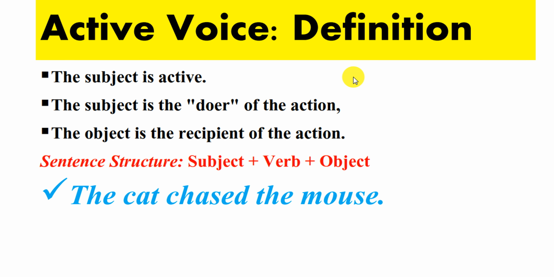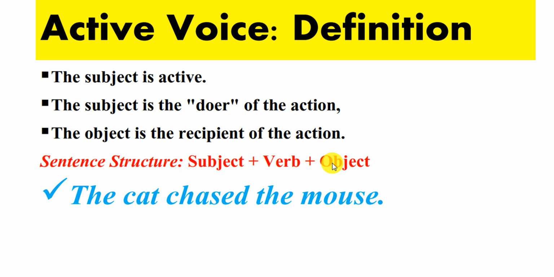Now let's move towards the active voice. In an active voice sentence, the subject is active. In fact, in an active voice sentence, the subject performs the action on the object. The subject is the doer of the action and the object is the recipient of the action. The sentence structure for the active voice is subject plus verb plus object.